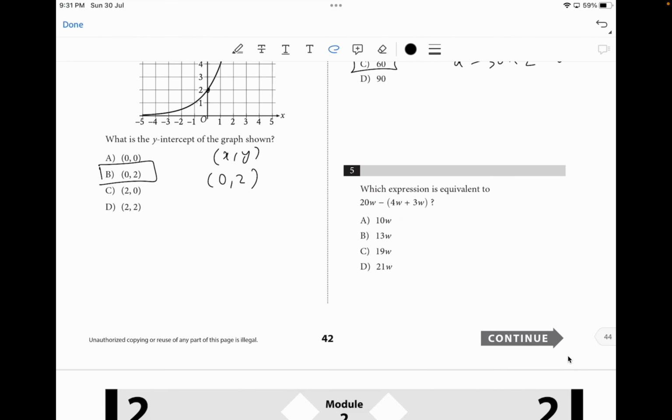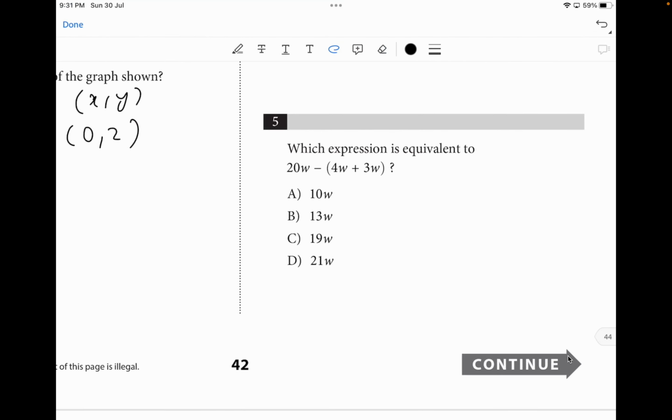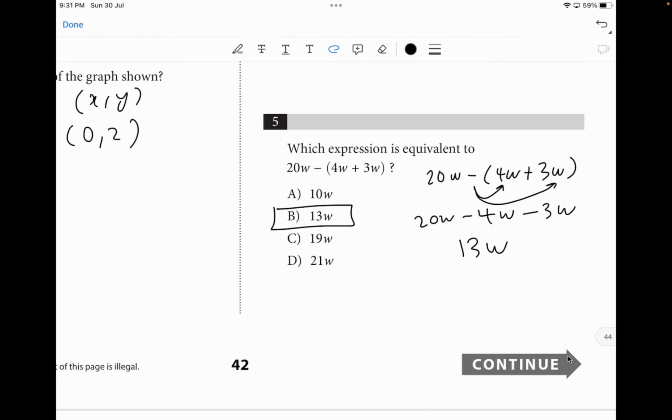Okay, question number 5, which expression is equivalent to this one? What we're going to do is carefully expand it. I'm just going to write this equation down here to show you how to expand. So it's going to be 20w minus 4w minus 3w. Just plug in the values, 20 minus 4 minus 3, and you should get a value of 13w. So your answer here for question number 5 is going to be choice B. It's going to be 13w.